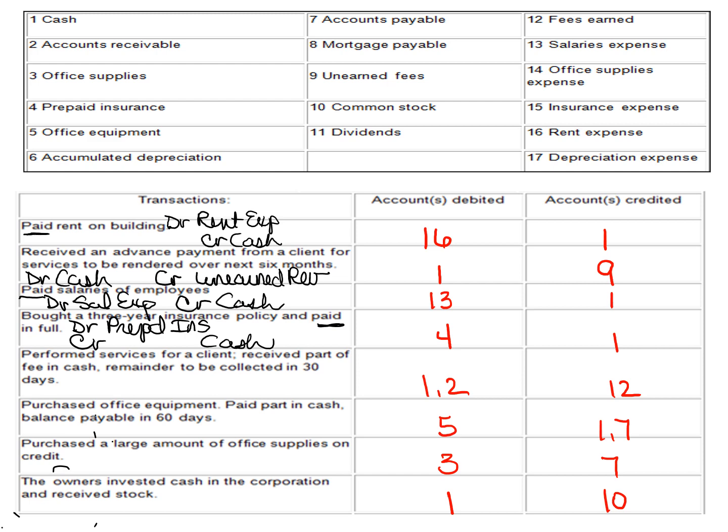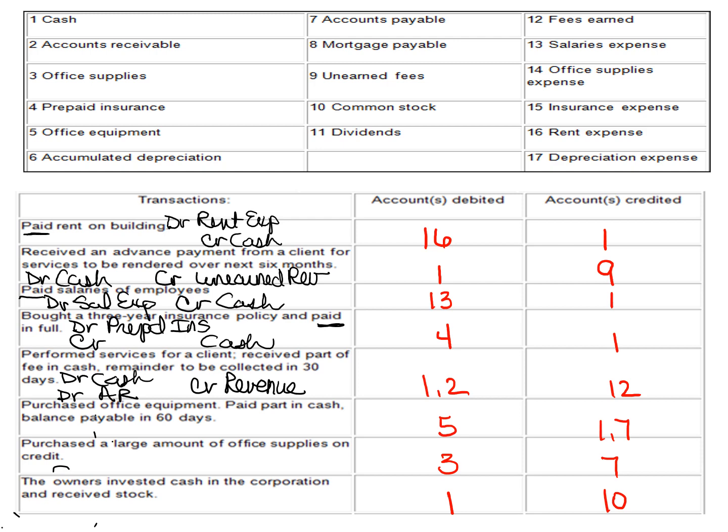Perform services for a client, that means I earned some revenue, receive part of the fee in cash, and the remainder to be collected in 30 days. So I got cash, debit cash, because the asset went up. I'm also going to debit accounts receivable, which means I sold something to a customer, but they haven't yet paid me. They owe me. And I'm going to credit revenue. So this is an example of what we call a compound entry, where you can have more than one debit to make debits equal credits.